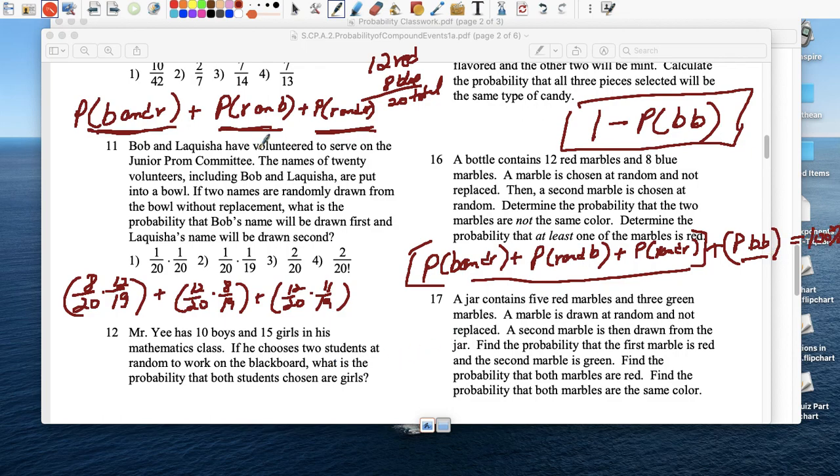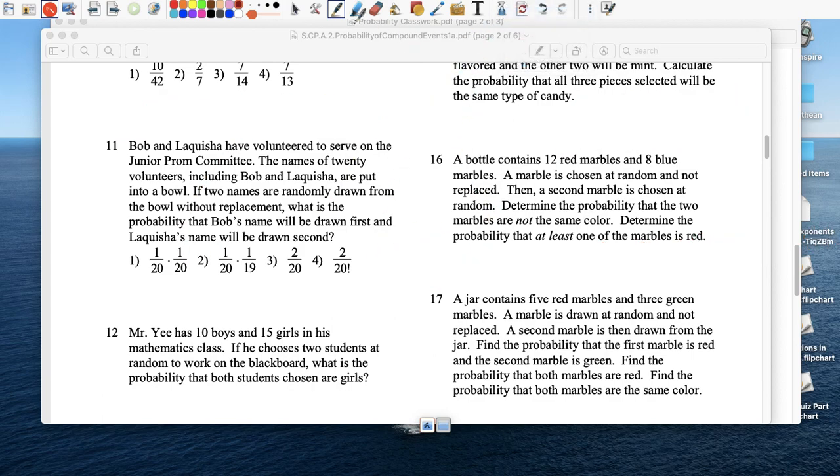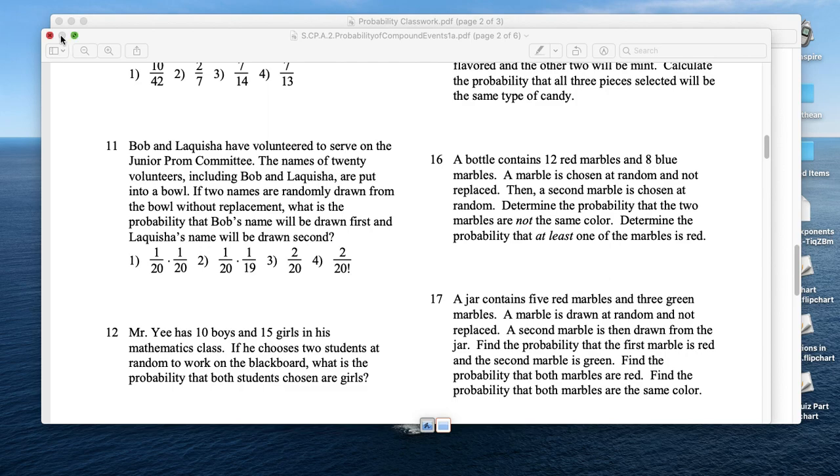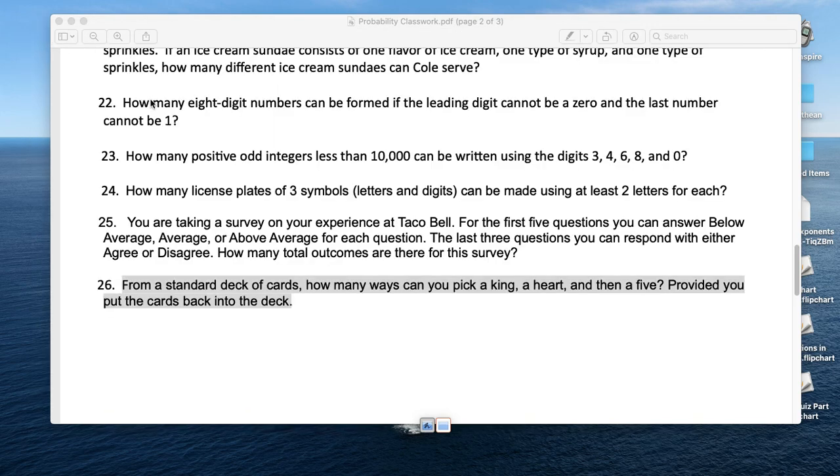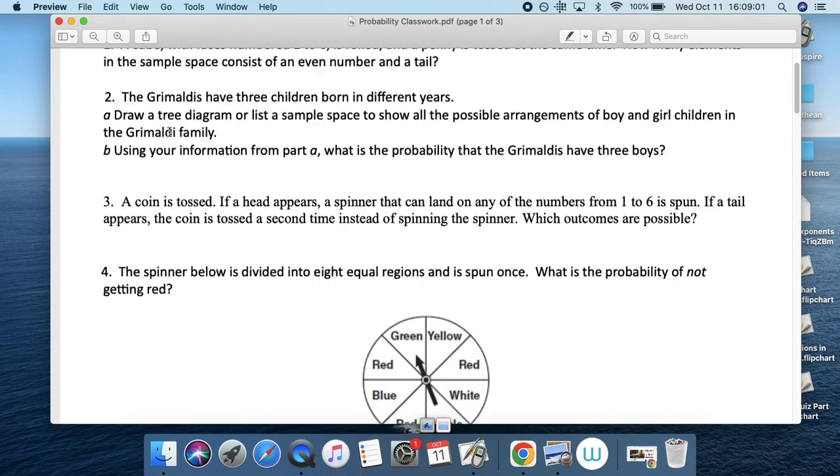Give it a shot. Take a few moments and work that out. So that's that for that. Now let's go to our assigned problems. The assigned problems were not that complicated, I hope.